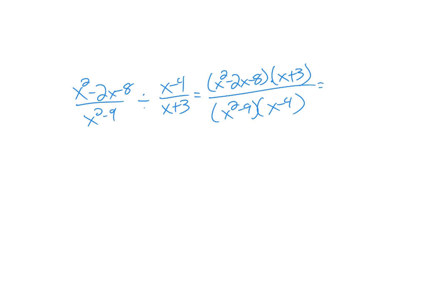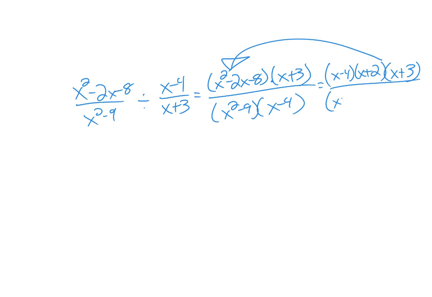So we invert and multiply by the reciprocal. So again, instead of multiplying these out, I'm going to finish factoring them out. This will give me x minus 4, x plus 2. That comes from here. And then I have my x plus 3. And then on the bottom, I have x plus 3, x minus 3, and x minus 4. So the x plus 3, x minus 3 come from the x squared minus 9.